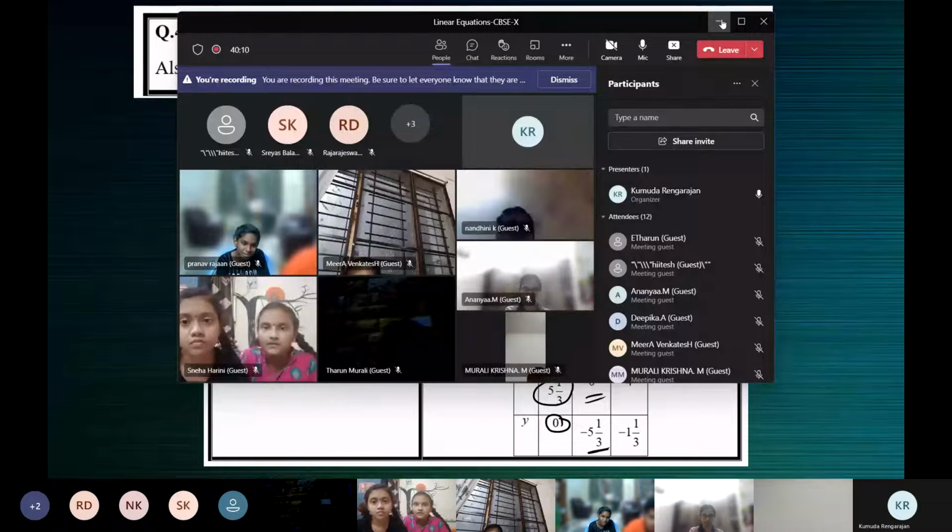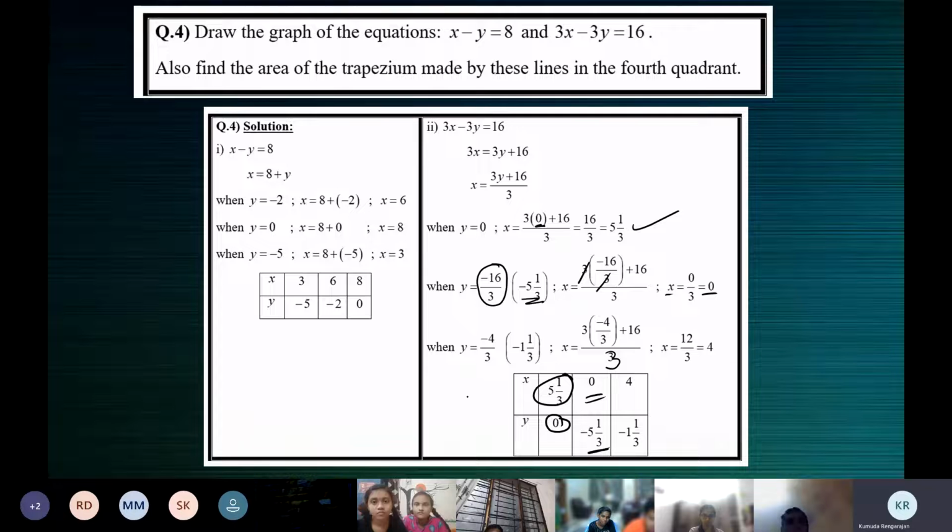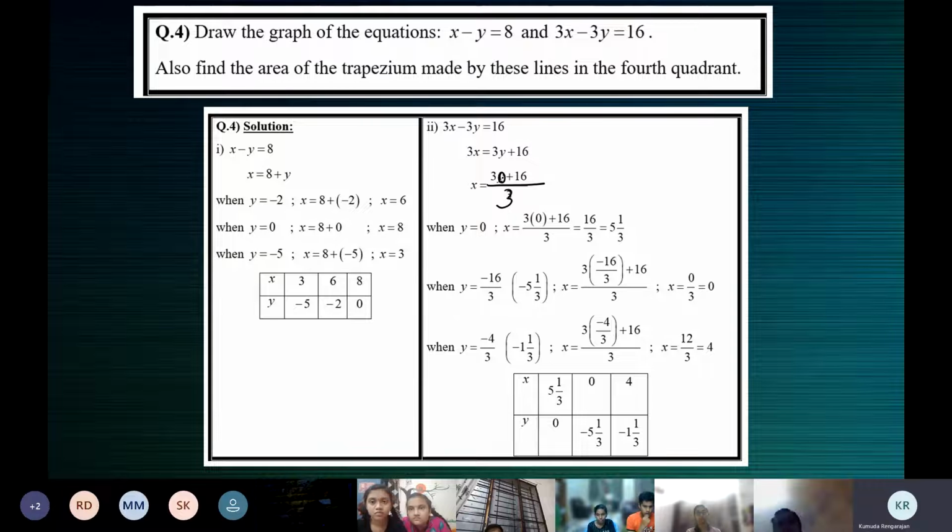Okay, children, now for the third pair, see here. This one, the denominator is 3, okay? What is the first value? We took y is 0. So 3 into 0 is 0, and 16 by 3 is 5 1 by 3. So when y is 0, x is 5 1 by 3. Okay, we're done with one value.